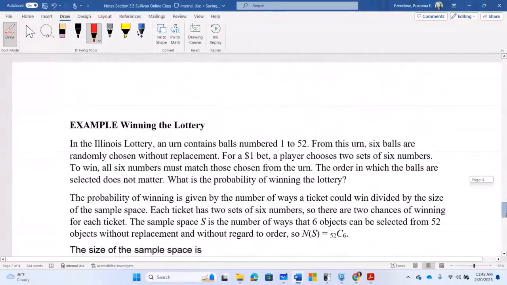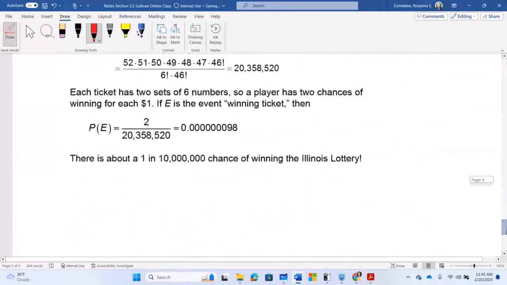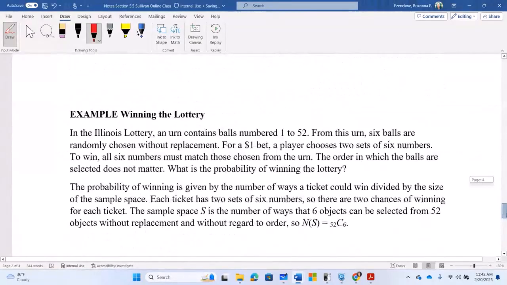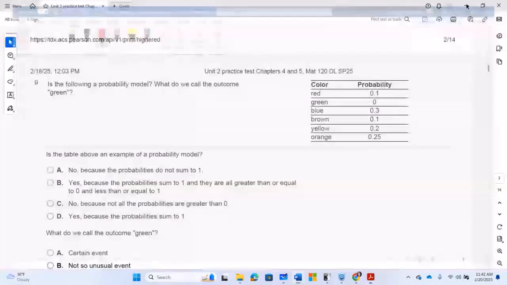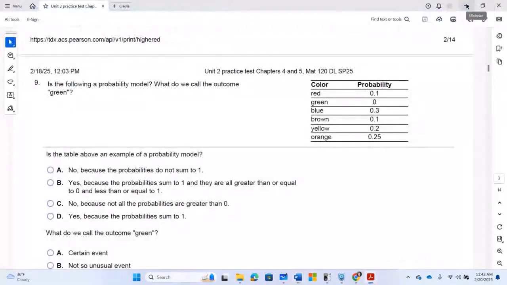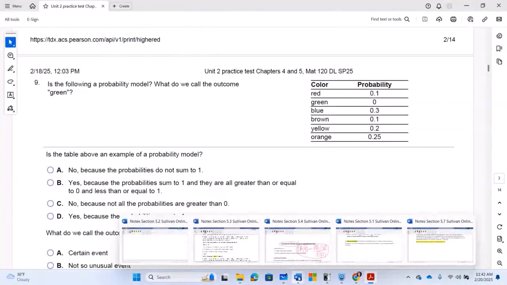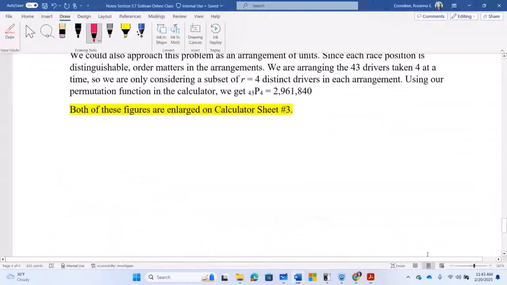Okay, so this is 5. And then the lottery, we can come back to later on. The next one is section 5.7. So we get the note 5.7, and after that, we start reviewing.